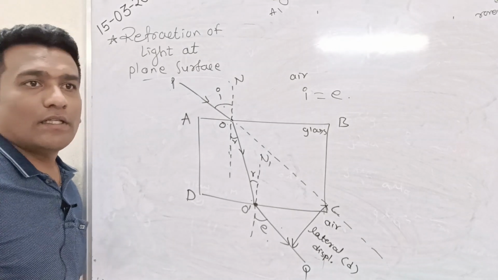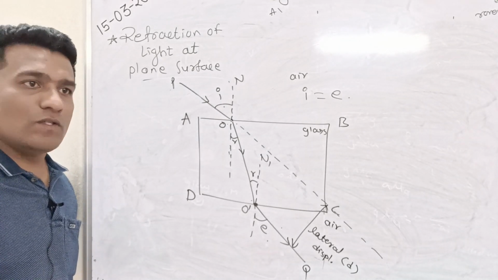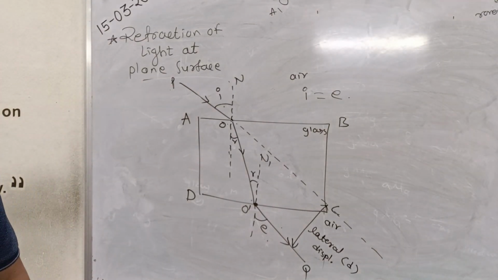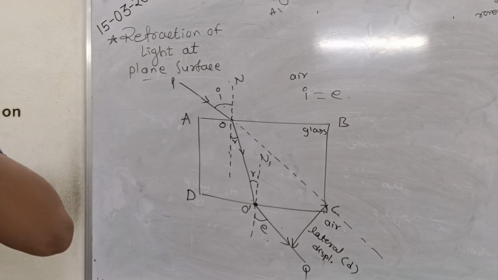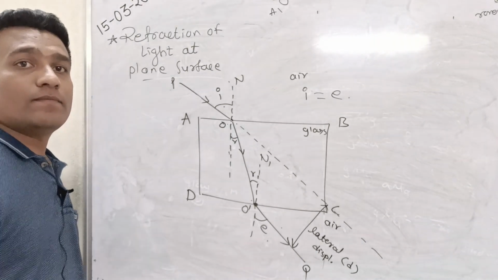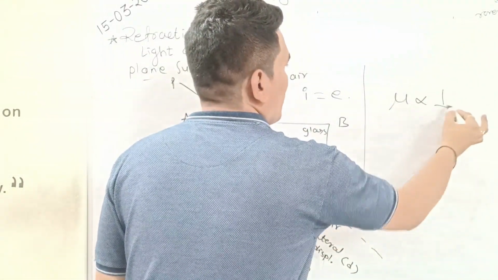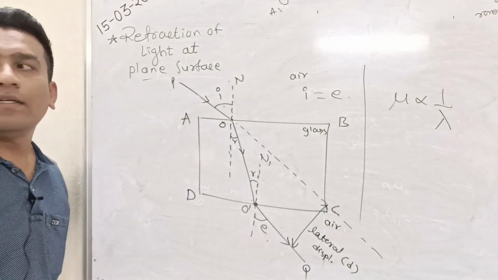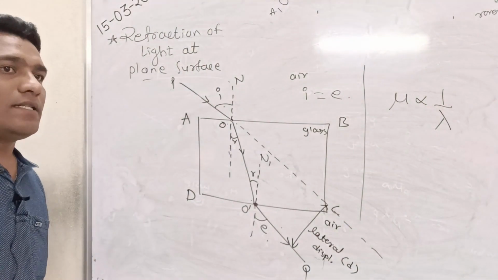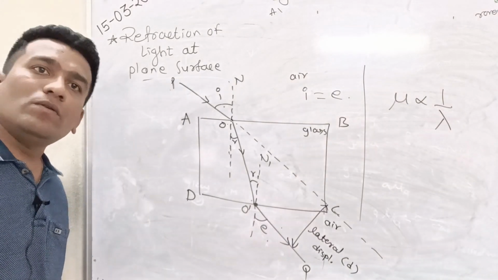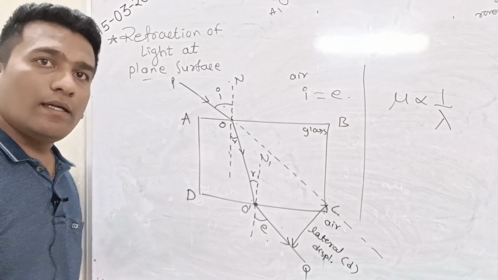Any doubt? Understood? So this is what you should understand from here. Nature of the medium. One more thing you should know, that refractive index is inversely proportional to wavelength. If you know this, then it will be easier for you to remember. Okay? Any doubt?